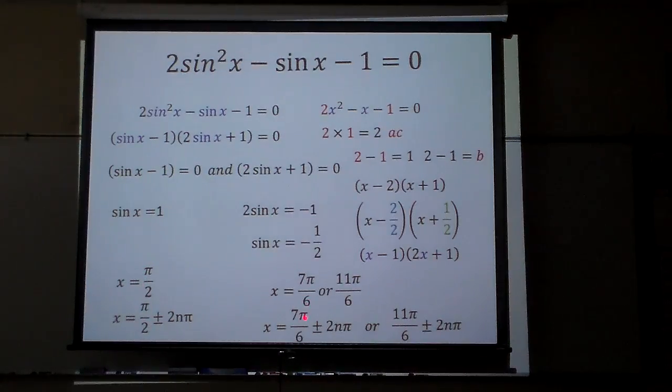Pi over 2, 7 pi over 6, and 11 pi over 6 are three times where you put these numbers in, you can solve the equation and get an answer of 0. Whoa! Okay. Pretty cool.